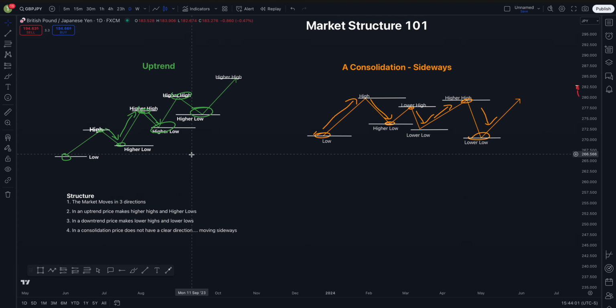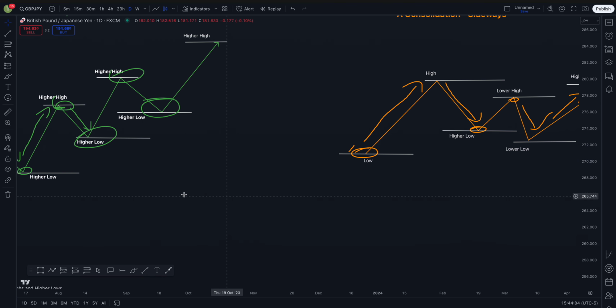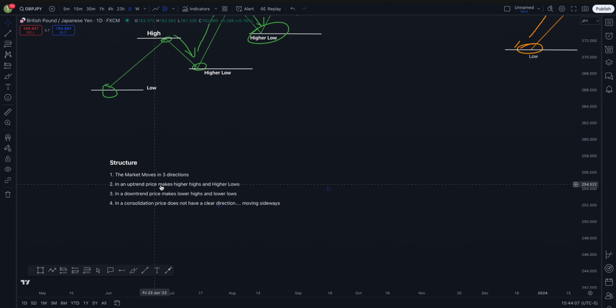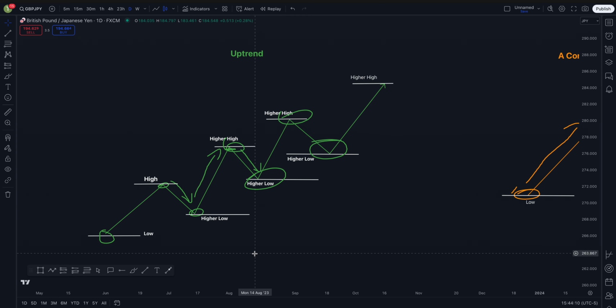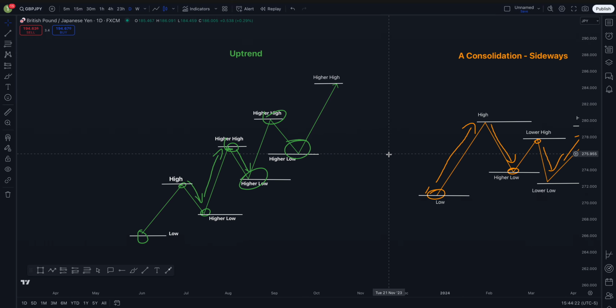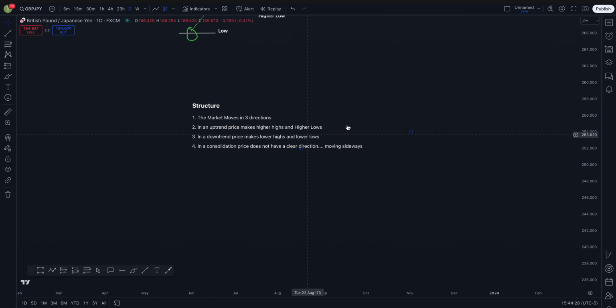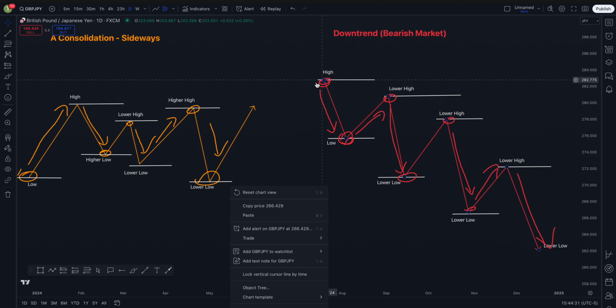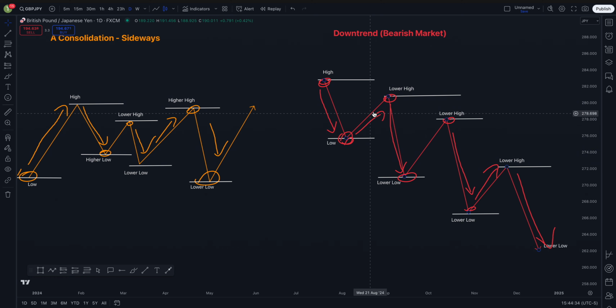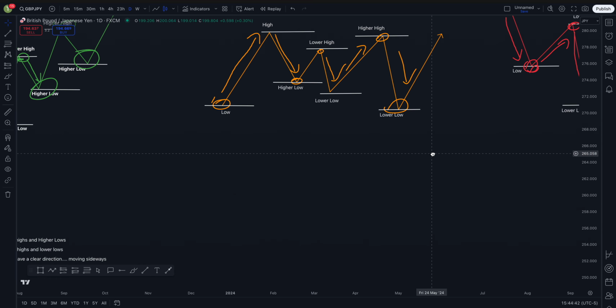And how do we identify an uptrend? An uptrend, as we saw here, price makes higher highs and higher lows. So this is a low, high, higher low, higher high, higher low, higher high, higher low, higher high. That's how we identify an uptrend. In a downtrend, as we can see from our notes, price makes lower highs and lower lows. So if it starts from a high, then it makes a low, then a lower high, lower low. Lower high, lower low. Lower high, lower low. That's how we identify a downtrend.